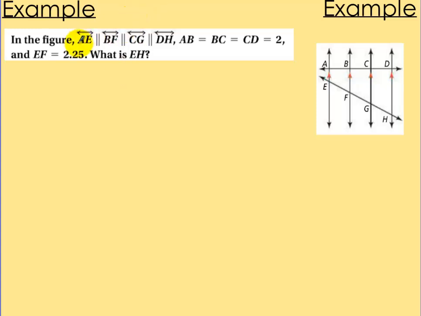Next one, pause the video. All right, in the figure, AE is parallel to BF, which is parallel to CG, and parallel to DH. All parallel lines, up and down. AB equals BC equals CD equals 2, so all these equal 2. I'm going to write that in here. And EF equals 2.25. What is EH? EH is this entire distance here.